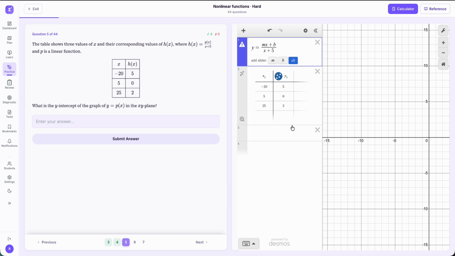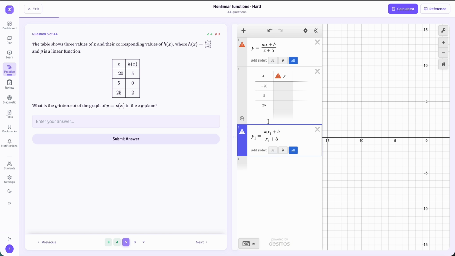So here's how that's going to work. H of x is really like y. So there's just two things you change. Instead of writing y, you write y1. And instead of writing x, we write x1. So it's going to be mx1 plus b over x1 plus 5. And nothing crazy about that. You write y and then the 1 key afterwards.